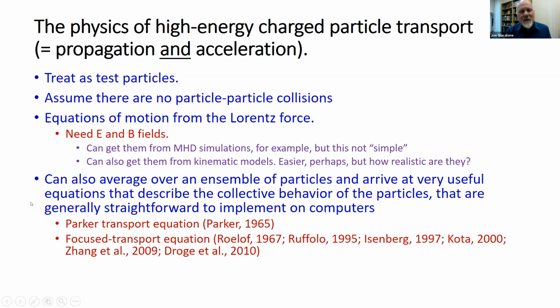Perhaps the most useful thing that has been done through the years is to average over an ensemble of particles. While it's interesting to see what one particle might do in electric and magnetic fields, you can fool yourself by extrapolating too much from a single particle orbit. So it's best to imagine an ensemble of these particles, and there you can arrive at some very useful equations by massaging the basic Lorentz force. One of them is known as the Parker equation. That's perhaps the most famous one. Then there's the focused transport equation, which, with these references here, I won't go into. It basically allows for anisotropies, so you retain pitch angle information.